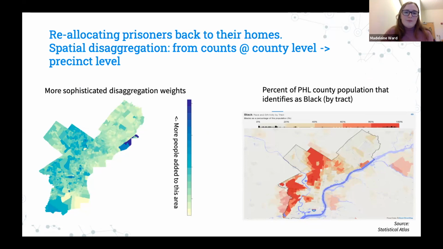I just put up this graph on the right-hand side to show the percentage of the Philadelphia County population that identifies as Black by census tract, which lines up roughly with the amount of prisoners returning. That's just because Philadelphia has such a high proportion of its residents who identify as Black, and also because most of the people who go to prison, or a huge plurality of those people, are Black in Pennsylvania. So that ended up being highly relevant information.